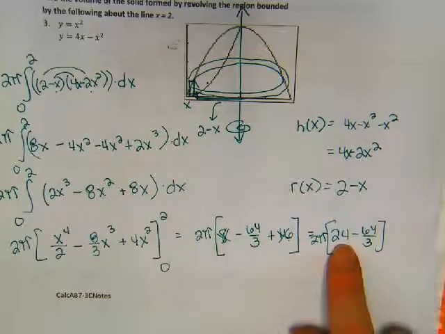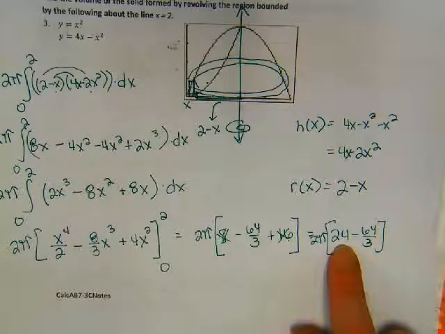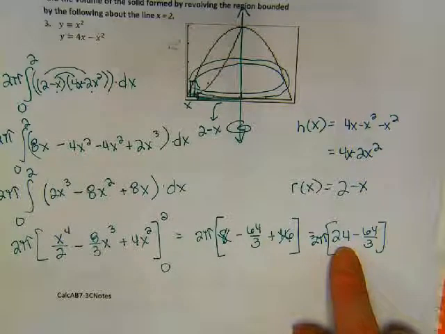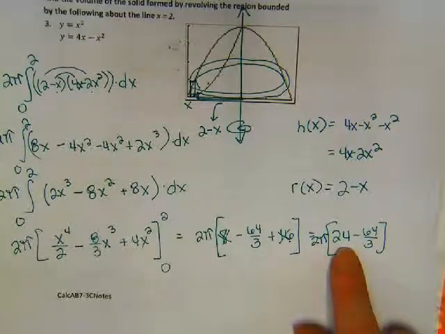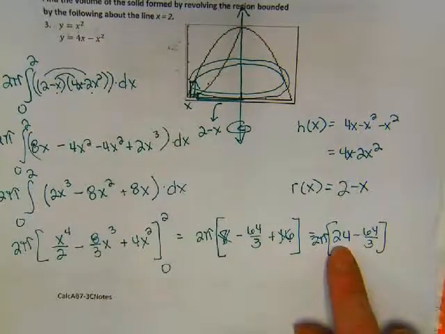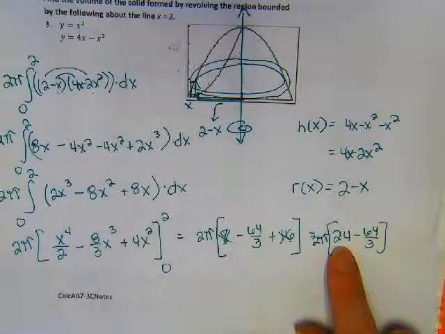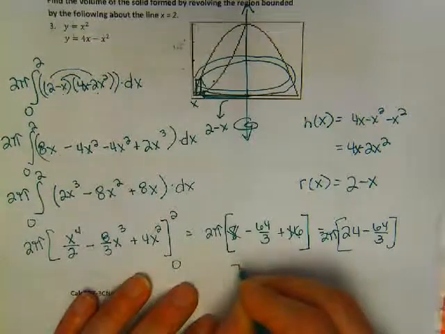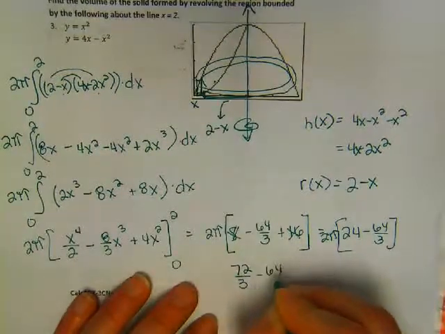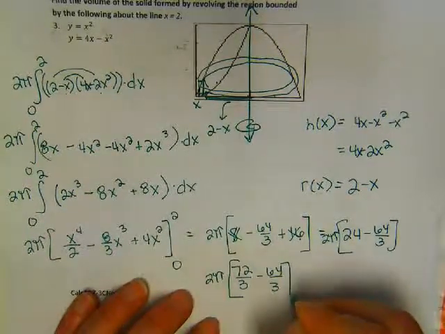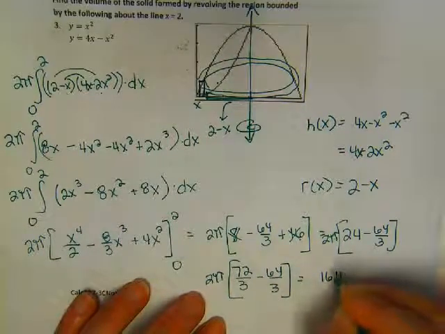If I wanted to do it in terms of thirds, then I'd... We got close enough. If we wanted, you guys are with me on the 24? Okay. 24 minus 64 thirds. If I wanted to use a common denominator, I'd do 24 times 3, right? Which is what? 72 thirds minus 64 thirds, which is 8 thirds, times 2 pi. So 16 pi thirds?